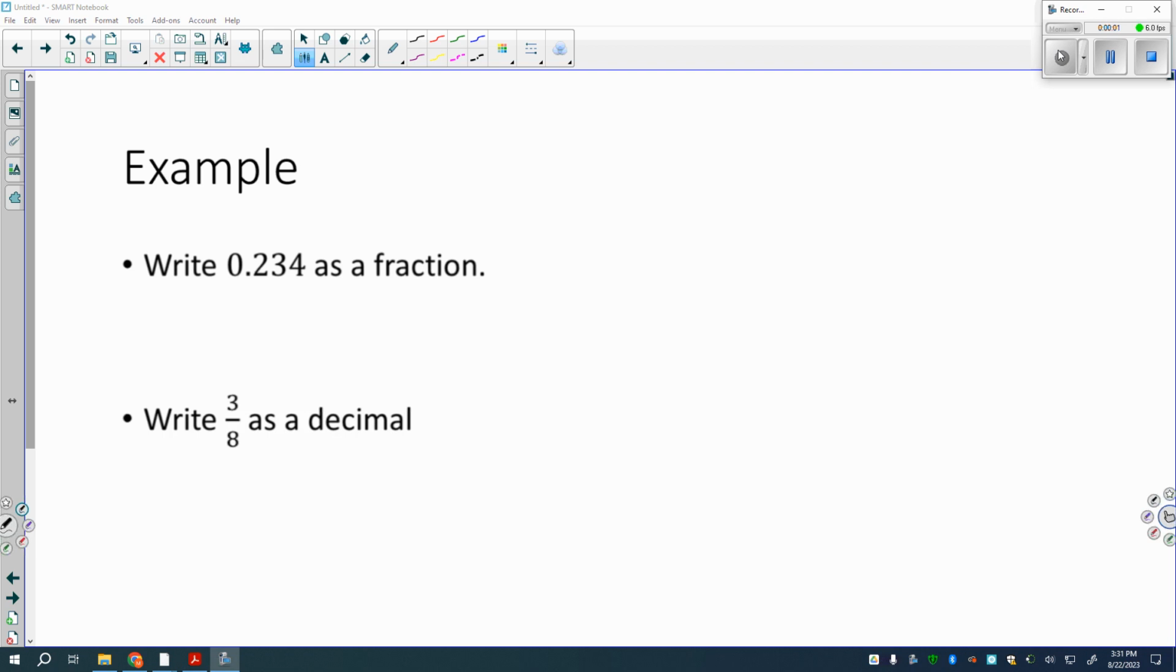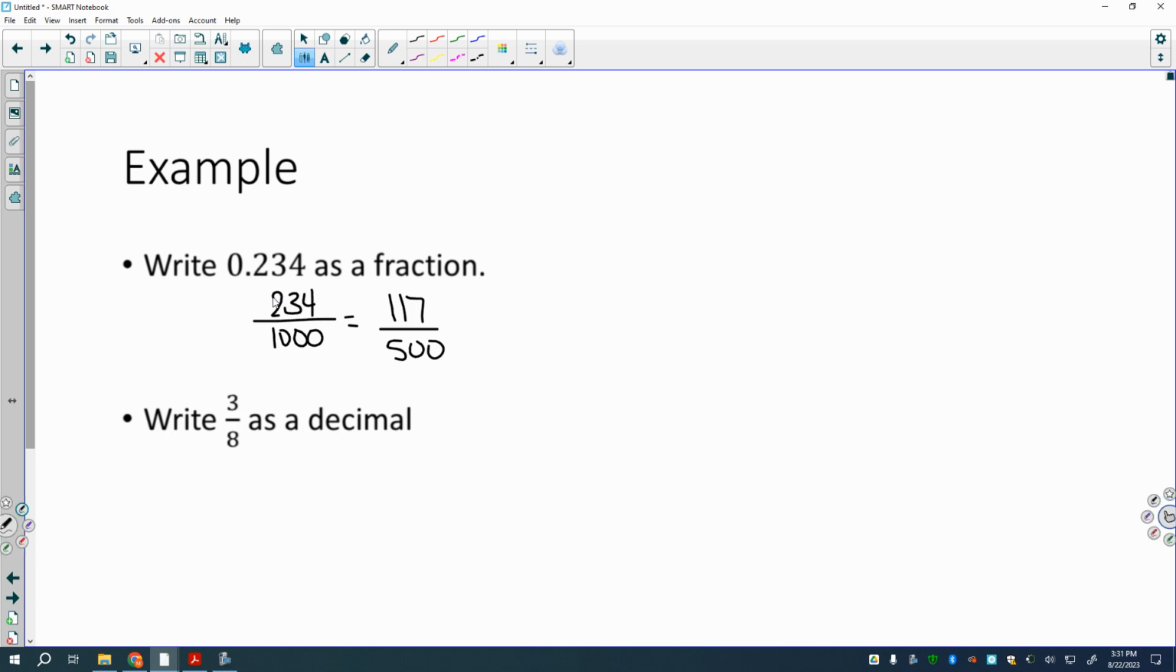Okay, on this last example, we're gonna take 234 thousandths and write that as a fraction. That's 234 over 1,000. That's how we would write that. You do have to put that in lowest terms. I am going to divide both by 2. That's 117 over 500. If I could reduce those further, I would.